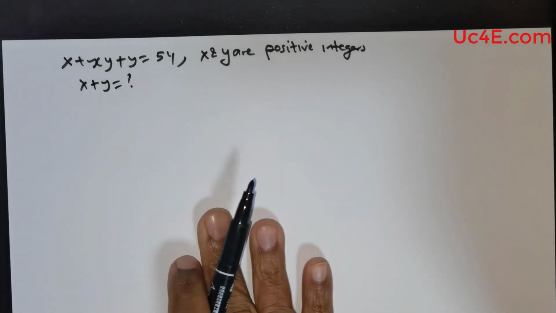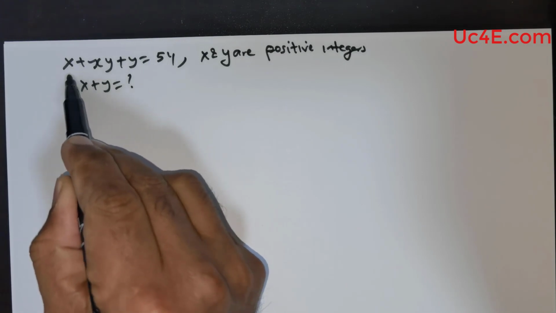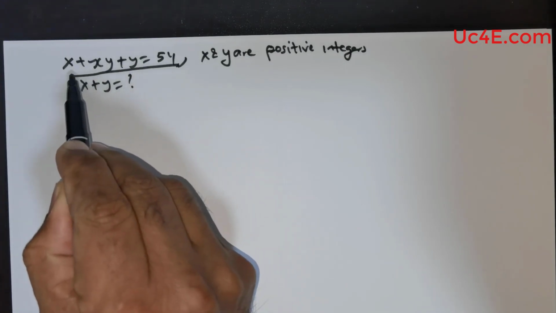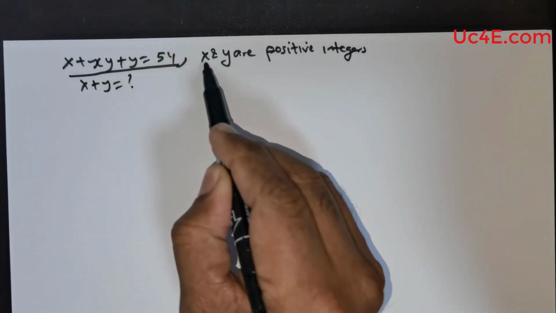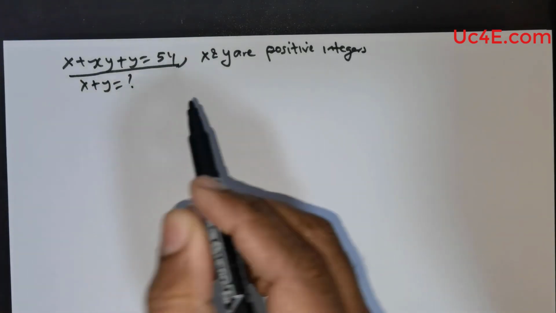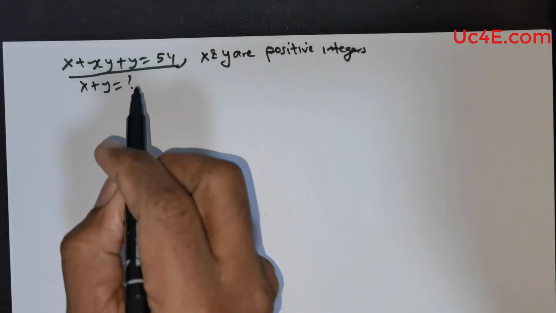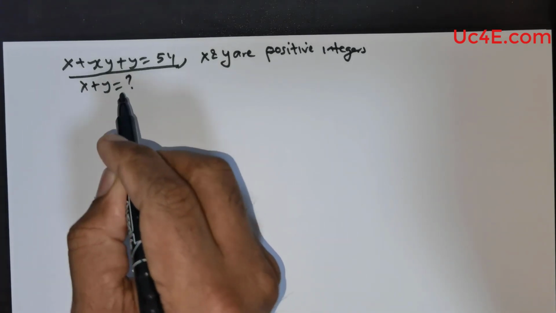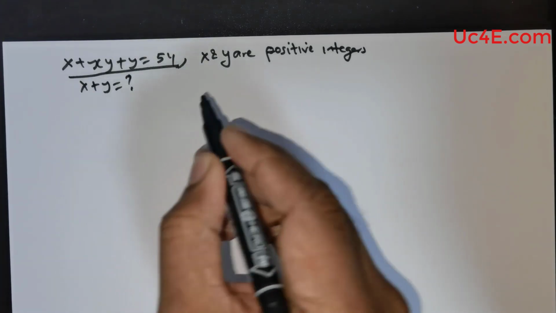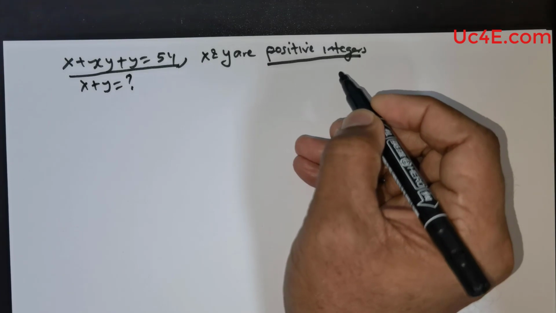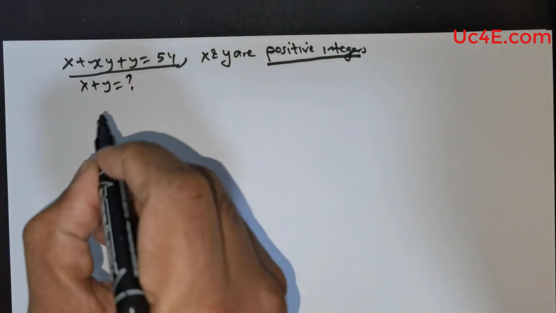question, because for the simple fact this question has got two variables, x and y, and there is only one equation. The equation is x + xy + y = 54, with x and y being positive integers, and we are expected to find x + y. That is the requirement for this particular question. What is x + y equal to? And the catch is positive integers. Now, since it's been given as positive integers, the question is easily solvable.